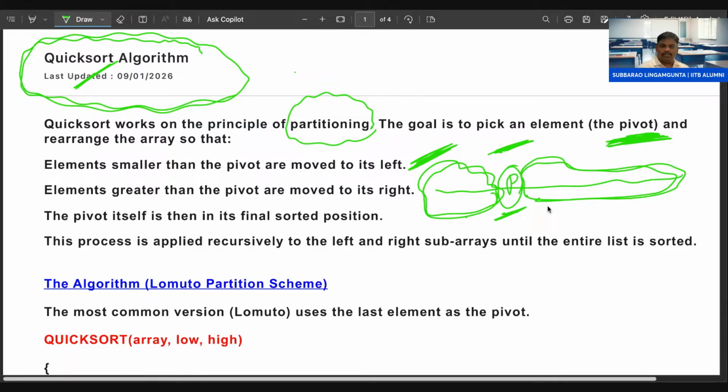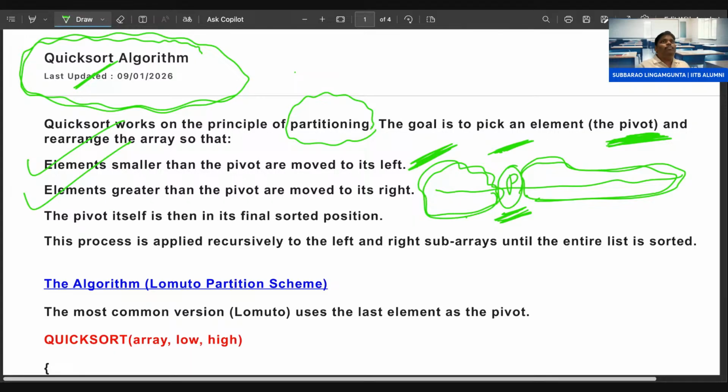I will apply recursion. Elements smaller than the pivot are moved to the left side. Elements greater than the pivot will move to the right side. Next, the pivot itself is then in its final sorted position. What I mean is, after the partition algorithm is over, the pivot element goes to the correct place, because if my left side is correct and my right side is correct, then I am correct.